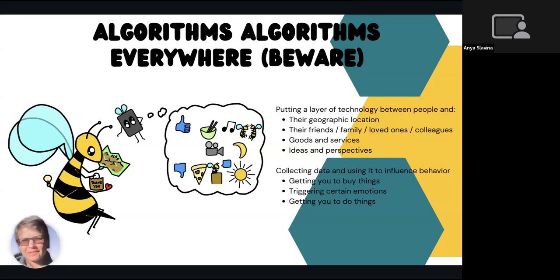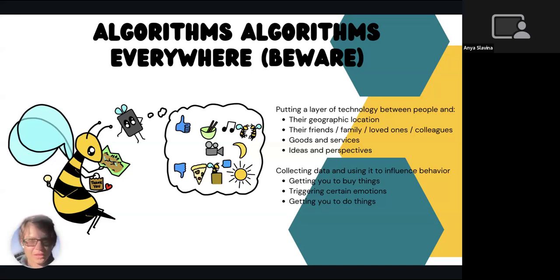And even at that point, they're not necessarily the customer, because the bottom line for the company is to do what works best for the company. So they will also willingly negate the wishes of the client who is purchasing advertising space in order to get the most out of the technology that they've created. So what algorithms have been used for, just complex sets of rules that get from A to B, is putting a layer of technology between people and everything in their environment, including their geographic location, friends, family, loved ones, colleagues, goods and services, ideas and perspectives.